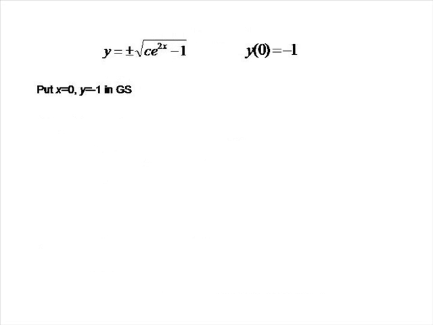Now, let's apply the given initial data to construct our particular solution. So we saw that when x was equal to 0, y took the value minus 1. So let's substitute in for x is 0 and y is minus 1 into our general solution. So when we do that, we see that minus 1 has got to be plus or minus the square root of c minus 1. This tells us a couple of things.